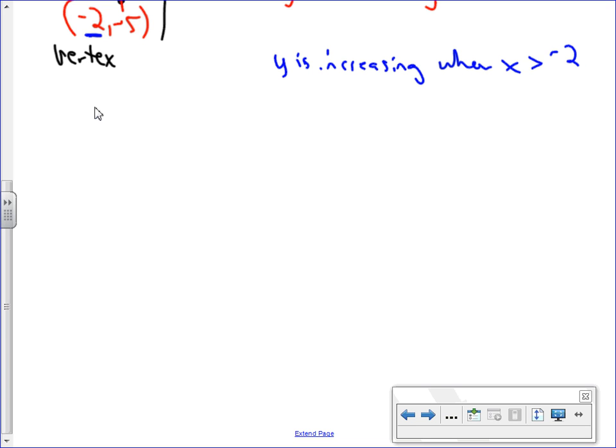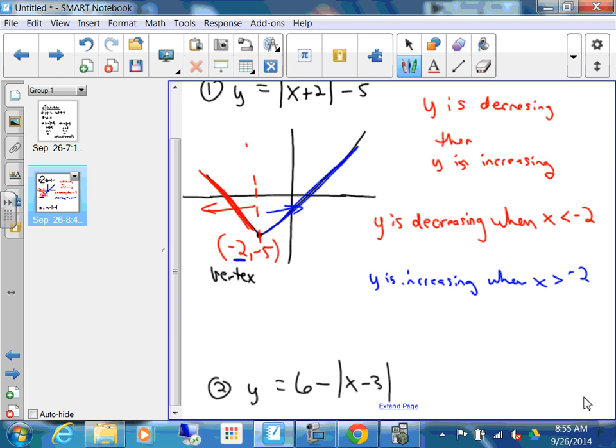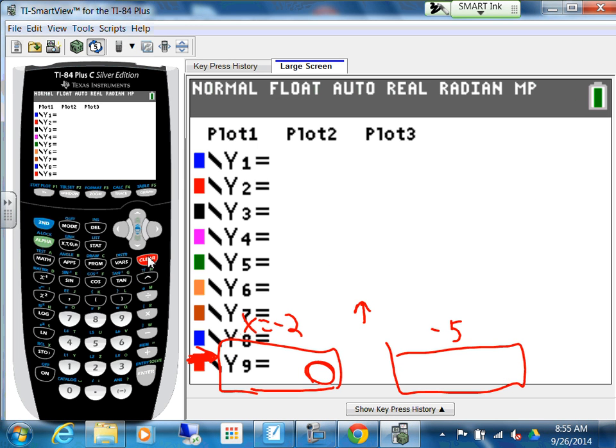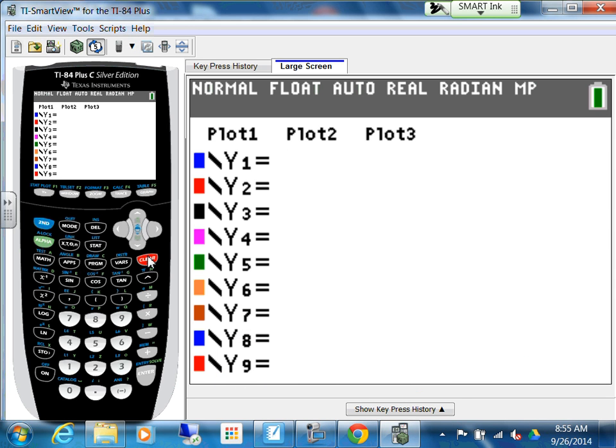All right, second problem. Looks like this. There's our equation. Y is equal to 6 minus the absolute value of X minus 3. I don't need y'all trying to figure out why your graph looks like it looks. We're going to get into that later. I just need you to get comfortable with the calculator, with finding the vertex, and with this increasing and decreasing part. That's step 1. Okay, so go to your calculator. Y equals, fill it out. So I'm going to erase all this stuff. Type it in.